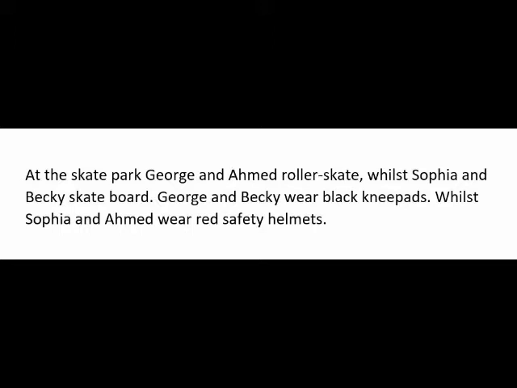So, at the skate park, George and Ahmed roller skate, while Sophia and Becky skateboard. George and Becky wear black knee pads, while Sophia and Ahmed wear red safety helmets.